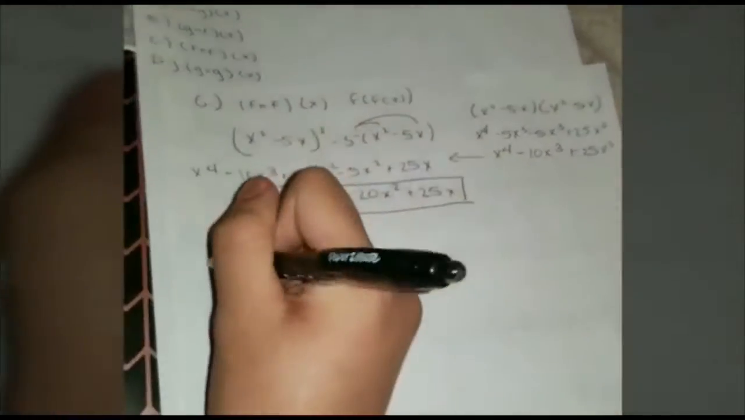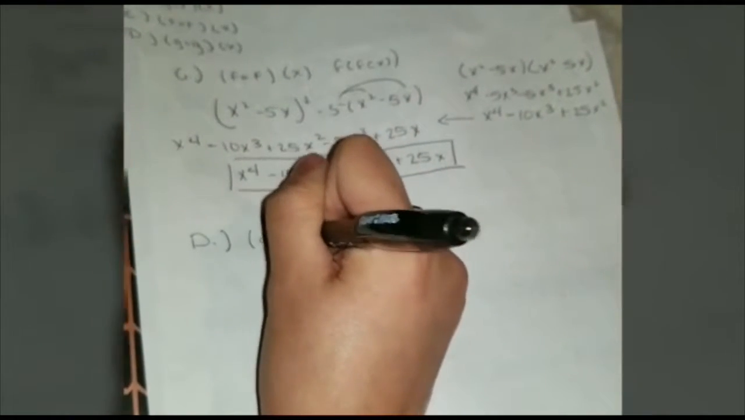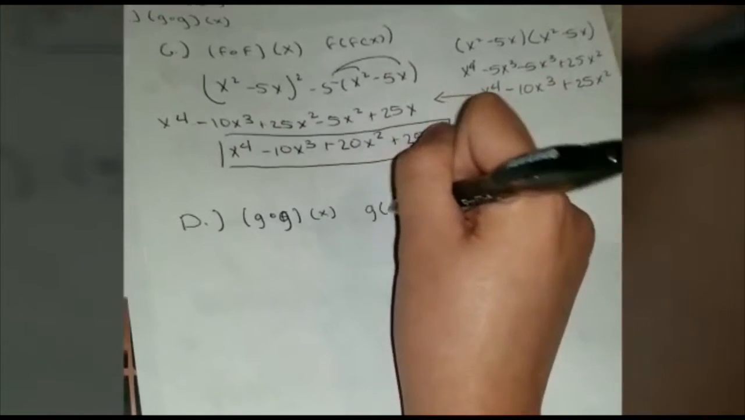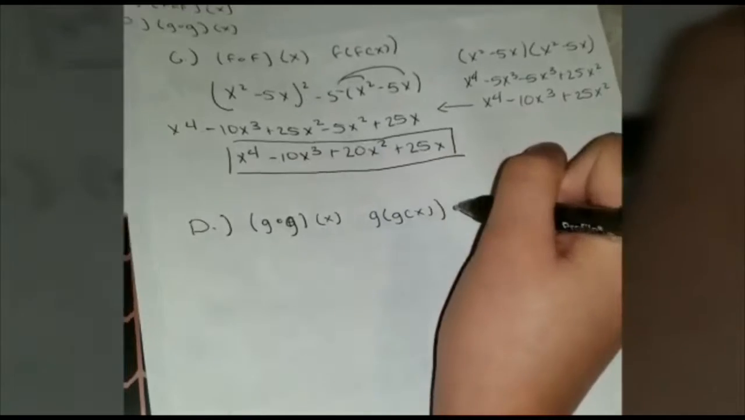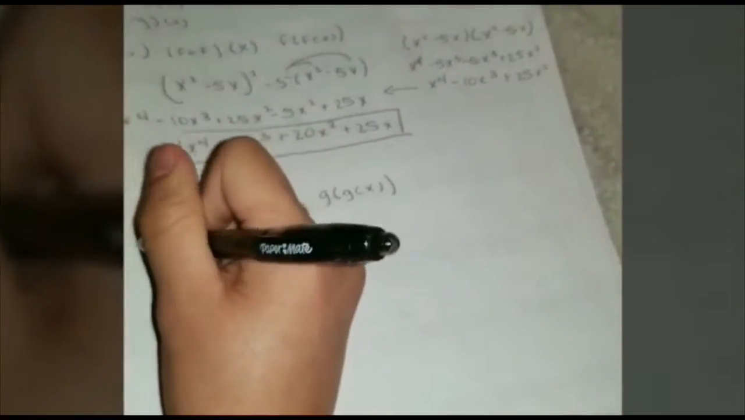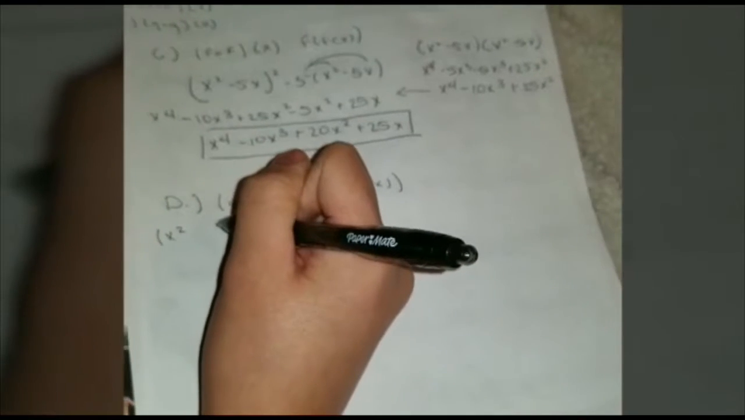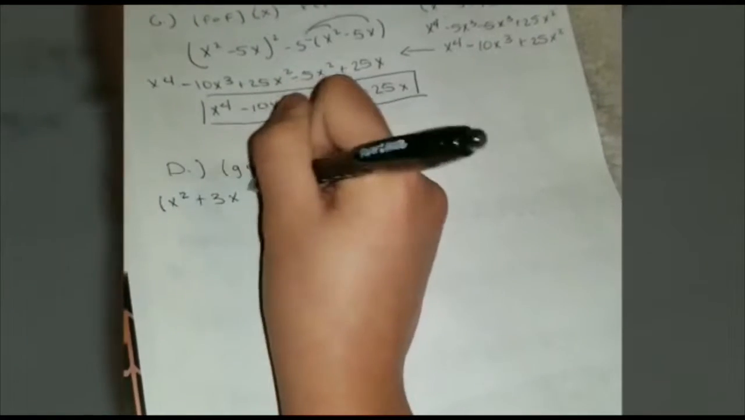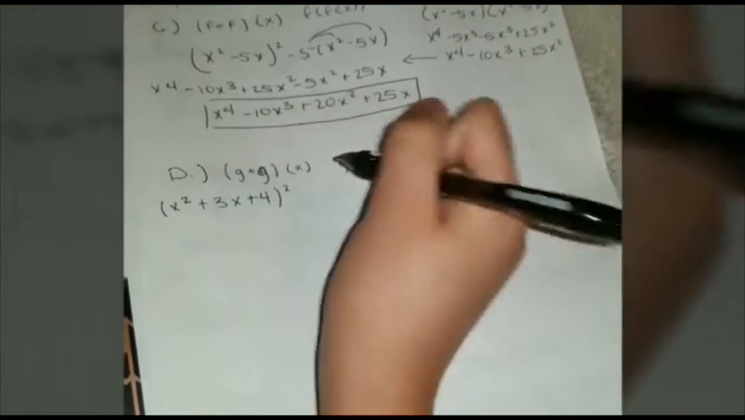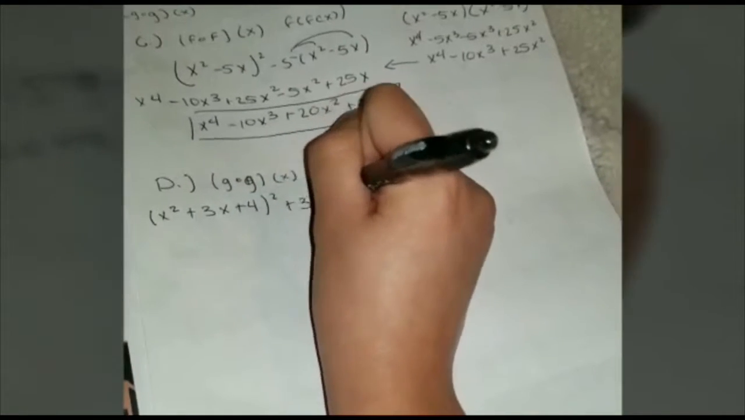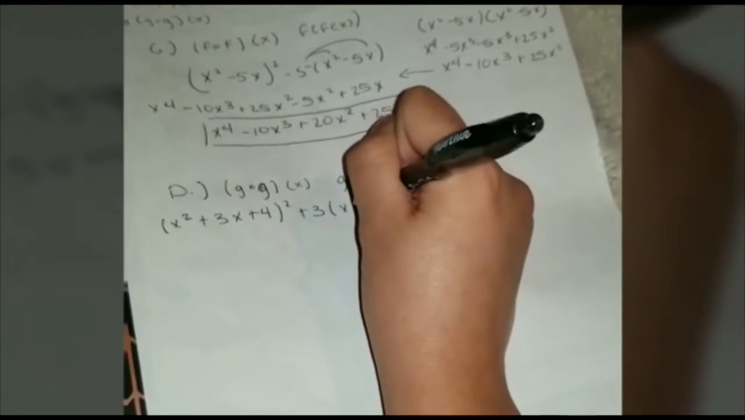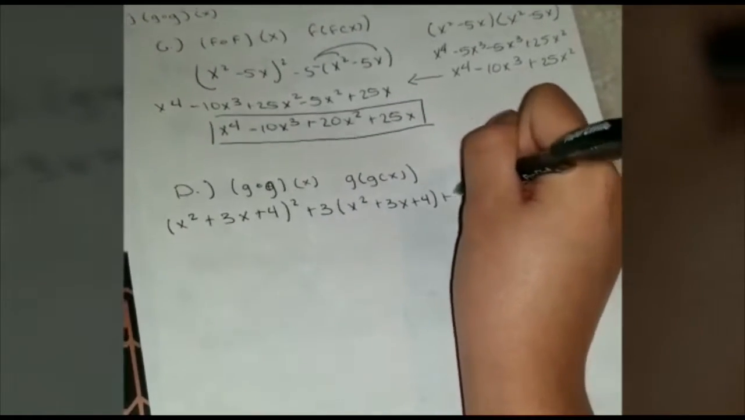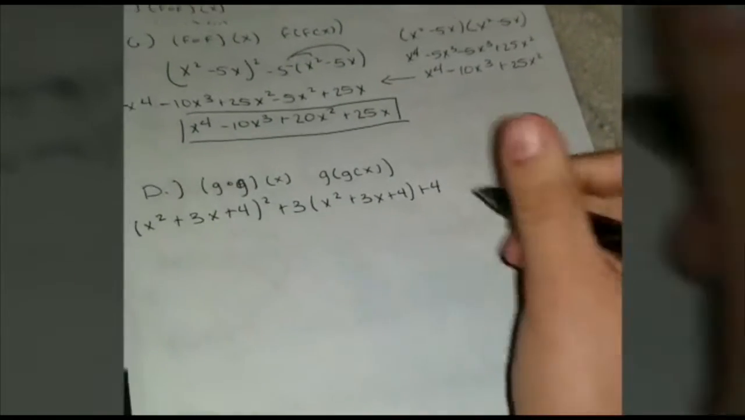And from there, we're going to move to part D, which is g of g of x. So what you're going to do, like that previous problem, you're going to plug in g of x inside of g. So you're going to get x squared plus 3x plus 4, squared, plus 3 parentheses x squared plus 3x plus 4 close parentheses plus 4.